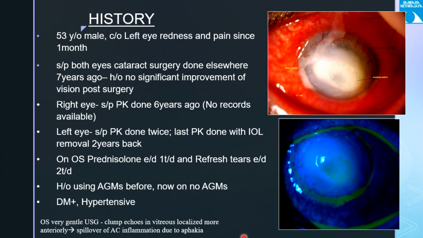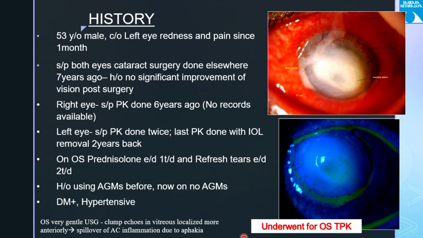As of now, the patient was on left eye prednisolone eye drops 1 time daily, along with carboxymethylcellulose eye drops 2 times daily. And the patient had a history of using anti-glaucoma medicines before, but as of now, he was not using any medicines, and he was a diabetic and hypertensive on medicine. So on slit lamp examination under diffuse illumination, we can see a graft which is involved with a total infiltrate with an overlying defect. There were loose sutures present on the temporal side, and FT was on the soft side.